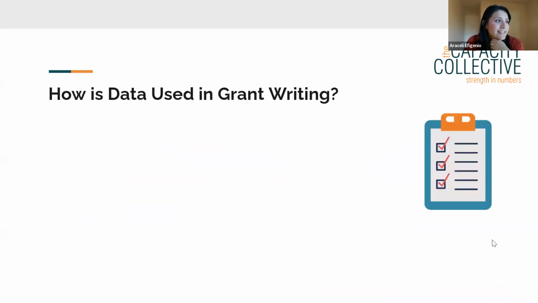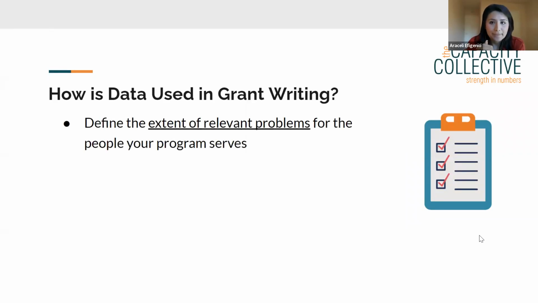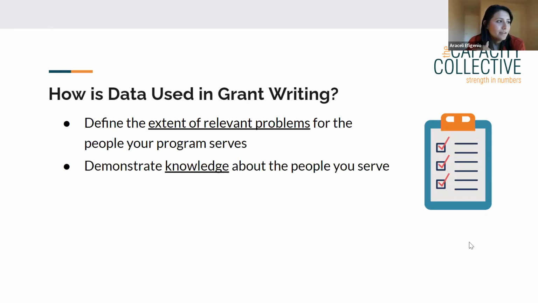So how is data used in grant writing typically? You can use data points to define the extent of relevant problems for the people your program serves. It can help narrow down the scope of the problem. It demonstrates knowledge about the people you serve. And the people you serve can be multiple communities across culture, race, age, or other demographics, as we are all intersectional.